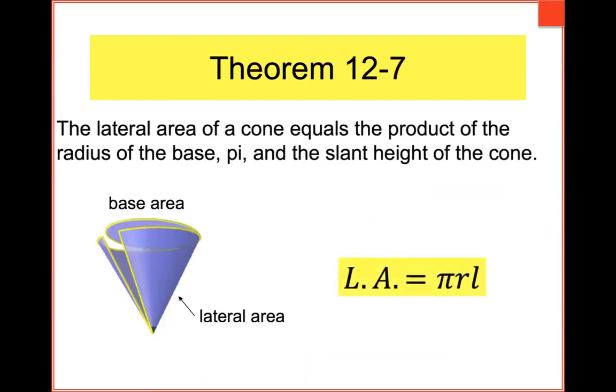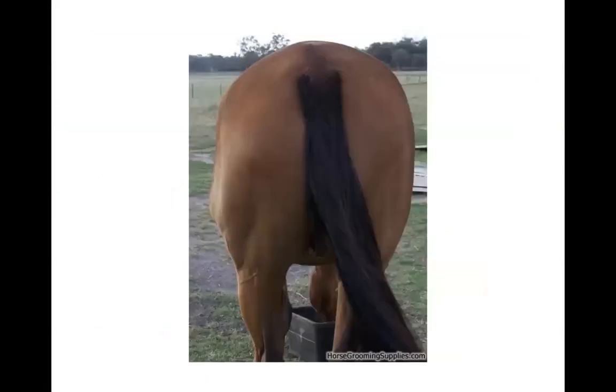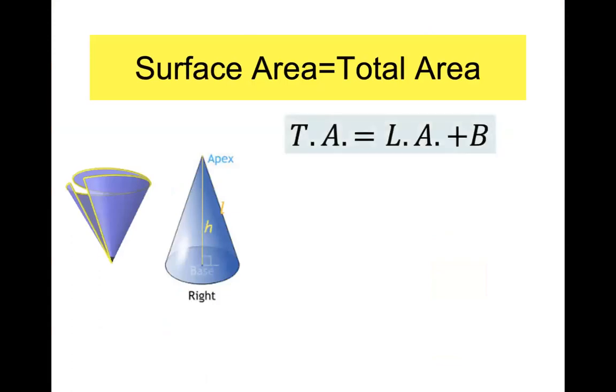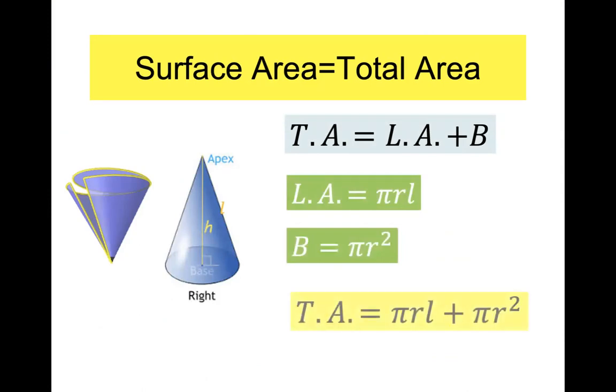So the lateral area of a cone equals the product of the radius of the base times pi and the slant height of the cone. In other words, pi r L. As always, the book doesn't give us total area, but this one's a simple one. If the lateral area is pi r L and the base is a circle, then it would be pi r L plus 1 circle. And that circle, the B there, is pi r squared. Put those two things together, and that is our formula for total area.